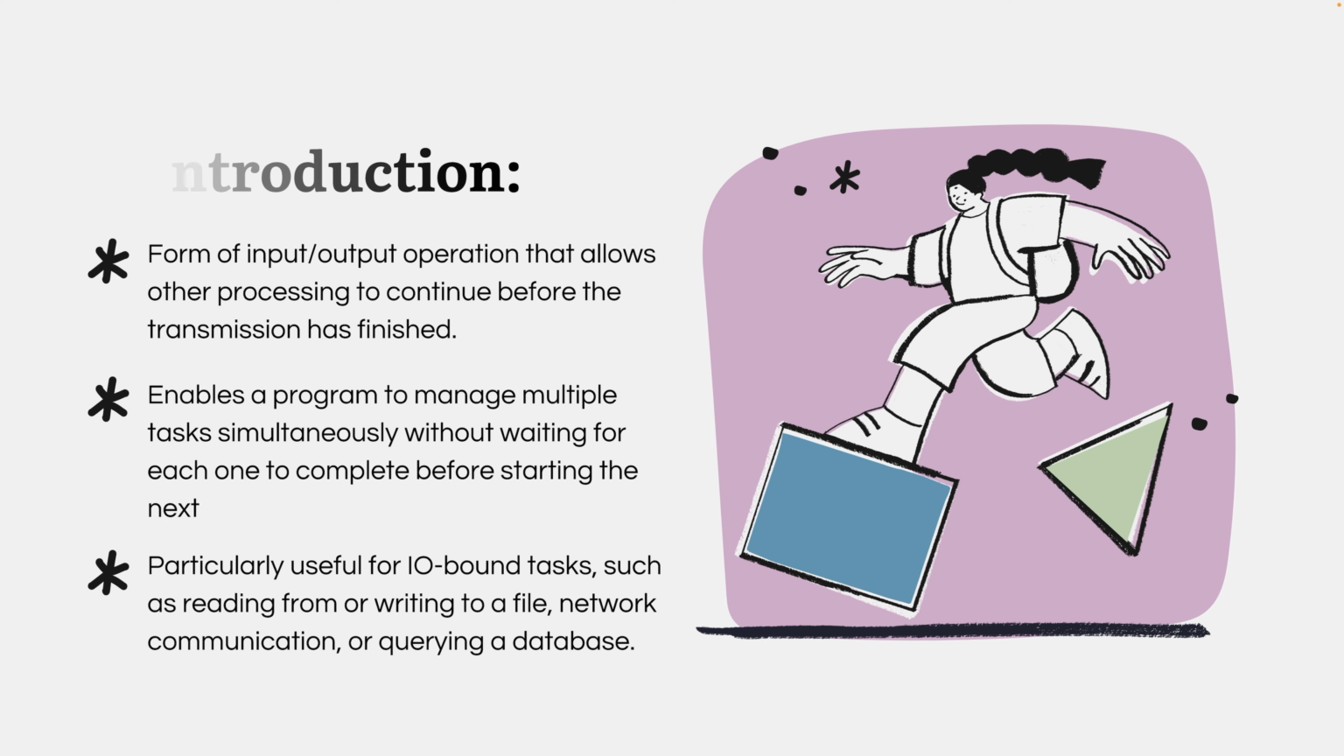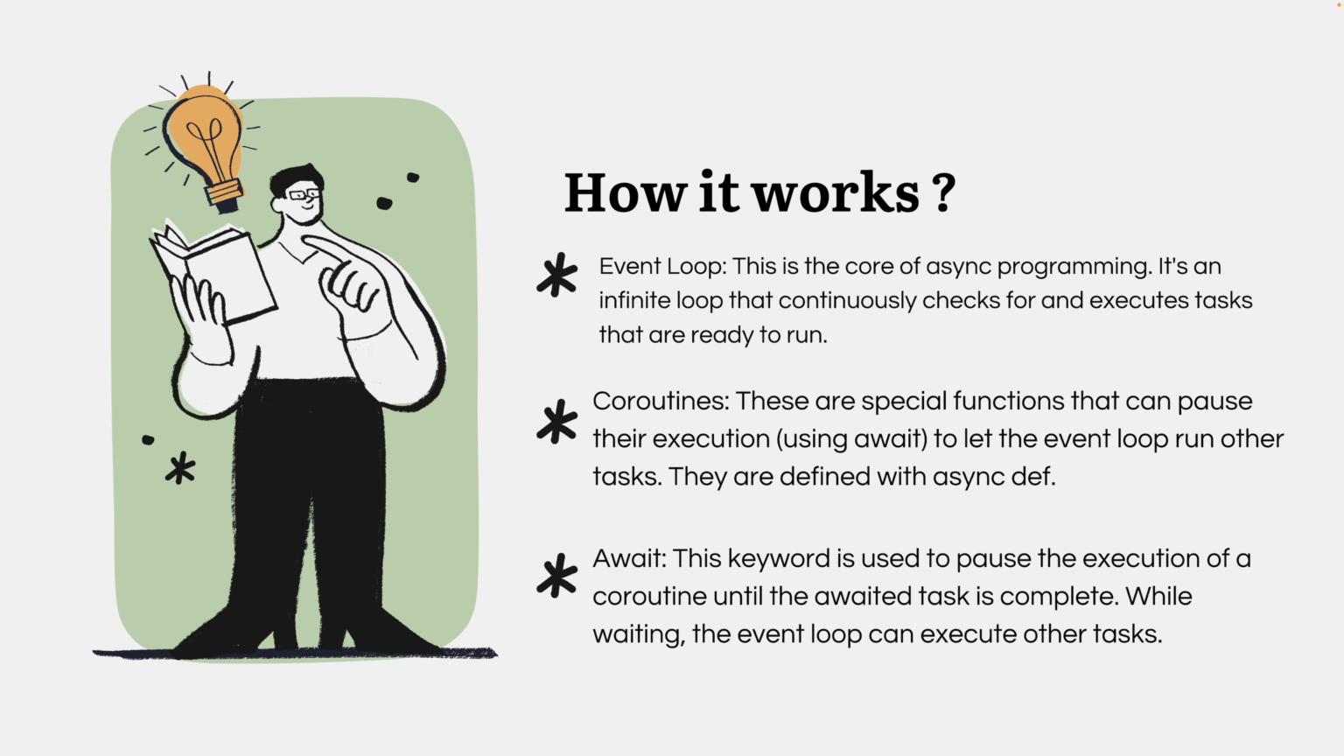But what are the key concepts of async.io? We also talked about the key concepts of asynchronous programming. They are pretty much similar, but we'll just go through them once more. The event loop is the core of asynchronous programming. It is an infinite loop that continuously checks for and executes tasks that are ready to run. Coroutines are special functions that can pause their execution, and they let the event loop run other tasks. They are generally defined using async along with def in Python.